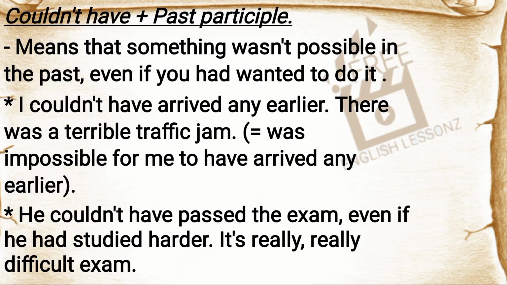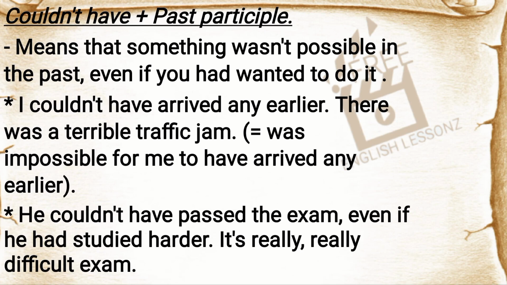Couldn't have plus past participle means that something wasn't possible in the past, even if you had wanted to do it. I couldn't have arrived any earlier. There was a terrible traffic jam. Equals: it was impossible for me to have arrived any earlier. He couldn't have passed the exam, even if he had studied harder. It's a really difficult exam.